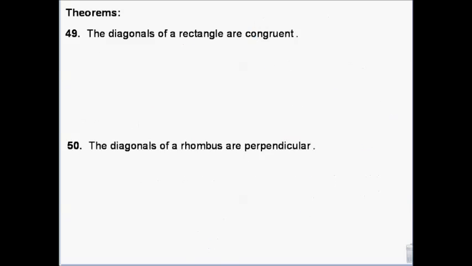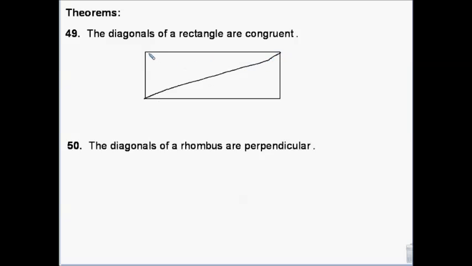All right, the diagonals of a rectangle are congruent. So if we have a rectangle, and then we put the diagonals in, so if this rectangle is ABCD, AC will be congruent to BD. Okay, so these two lines are the same length as each other.